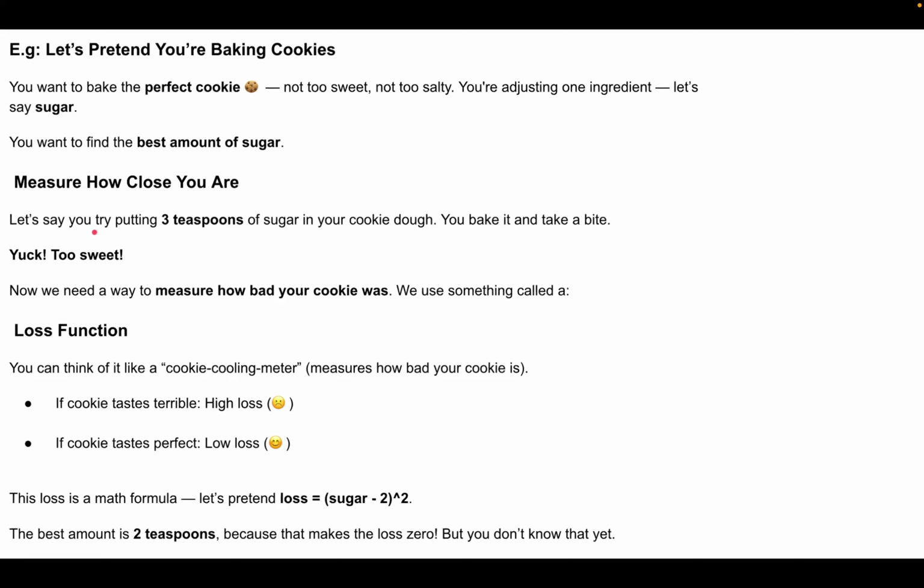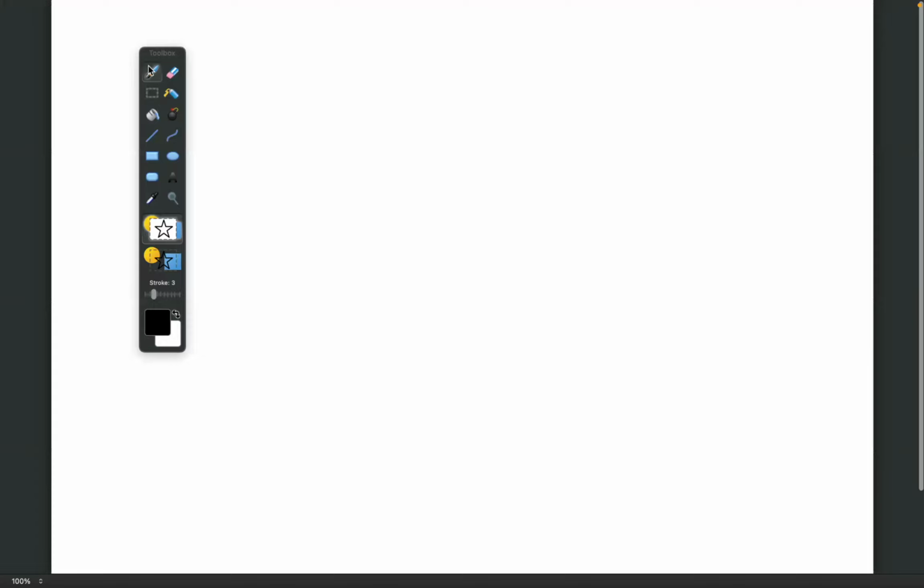So the first thing you want to do is measure how close you are to the correct taste. Let's say you try putting 3 teaspoons of sugar in your cookie and bake it. And then you say, this is too sweet. Since the cookie is too sweet, you need to be able to measure how bad your cookie was. The right cookie you're looking for should be very nice at this point, but yours was too sweet, and in some way you need to measure how far this is from this.